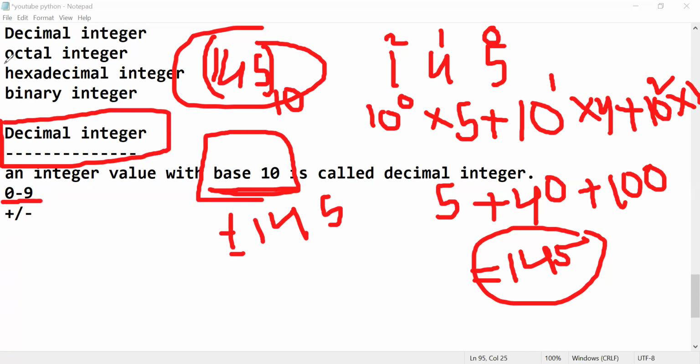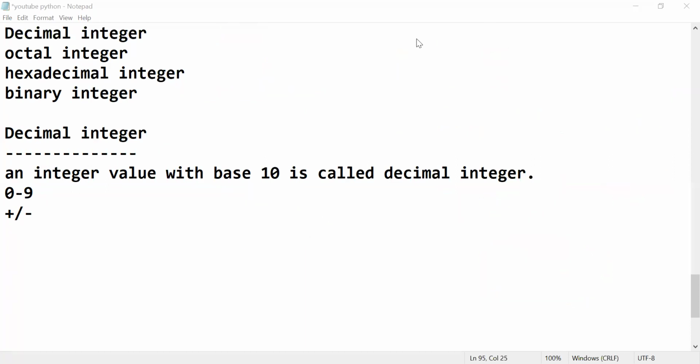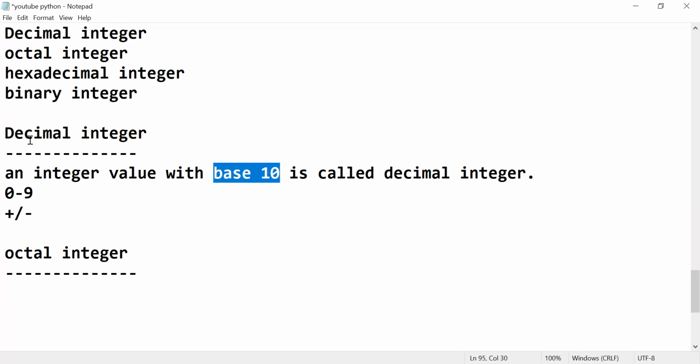Now I will explain what an octal integer is. See, guys, for every integer the definition is almost the same. The change is the base value. For a decimal integer the base value is 10. For an octal integer the base value is 8, guys.